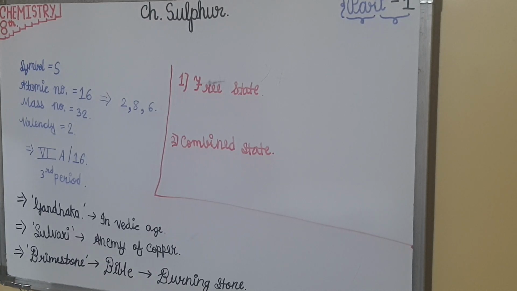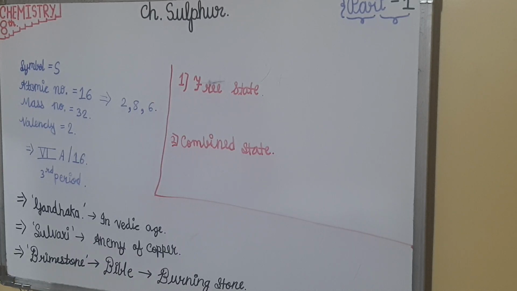Then sodium sulfate, that is Na2SO4. Last one is barite, that is barium sulfate, BaSO4.